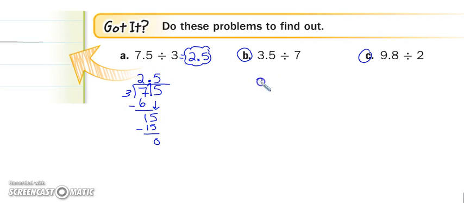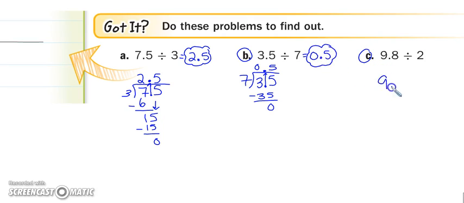Let's go over B. So I have 3.5 divided by 7. I shoot my decimal straight up. 7 can't go into 3, but 7 can go into 35 5 times. 5 times 7 is 35 with none left over. So my answer is 0.5.